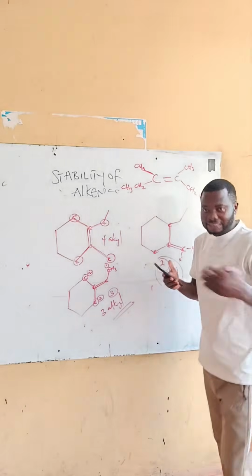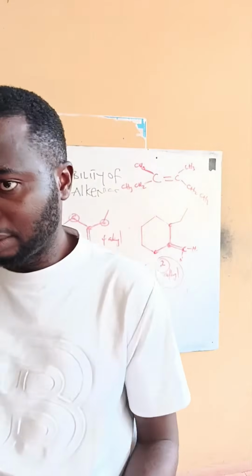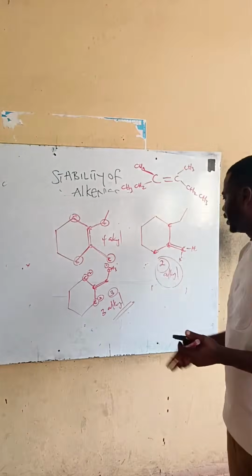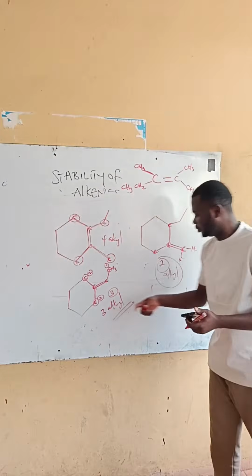If it is 3C altogether, it means 3 alkyl groups. If it is 1C, 1 alkyl group. Did you get that? As simple as that. So this one I drew is 4 alkyl groups. This is 2 alkyl groups. This is 3 alkyl groups.